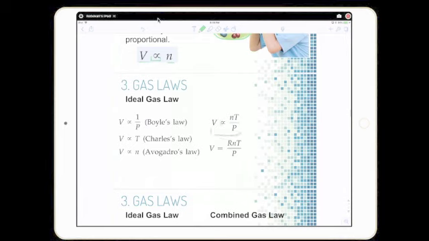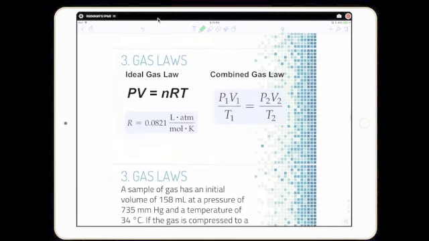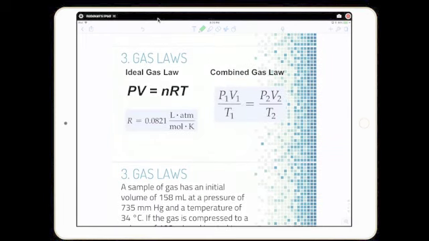This is a direct proportionality sign, but I can't really use that in the math, right? I want an equal sign to use in the math. So I put in this proportionality constant R to give me this equal sign, and then voila, I have the ideal gas law. PV equals nRT, or piv nert.